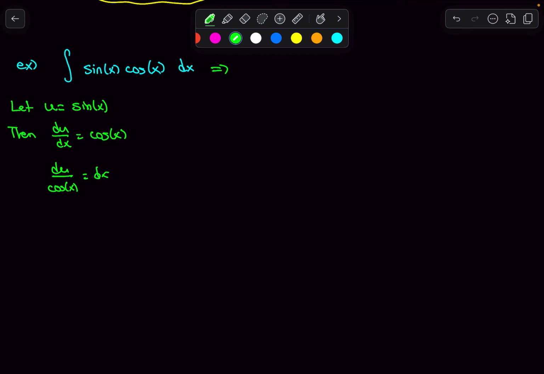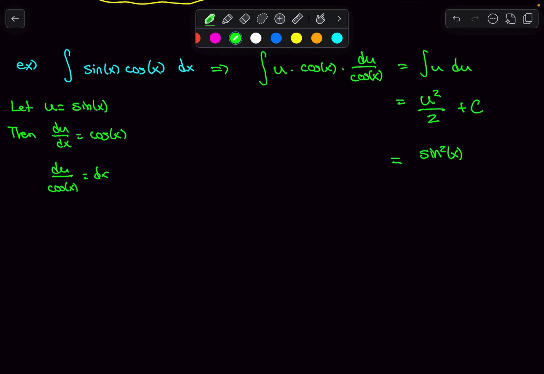And so we can solve this not too badly, because we're going to get u, since we did a u substitution, times cosine of x, and then times the dx that we just came up with, which is du over cosine of x. And that's just the integral of u du, which is u squared divided by 2 plus c. And if we go back to x-land using our u substitution, we get sine squared of x over 2 plus c. And voila, we have achieved the solution to this problem.